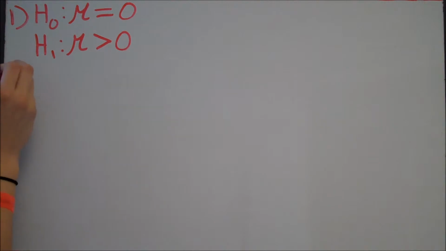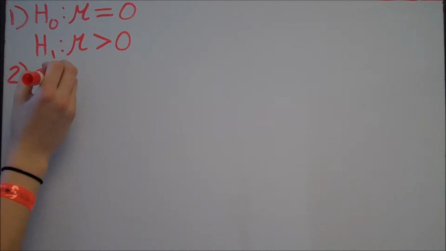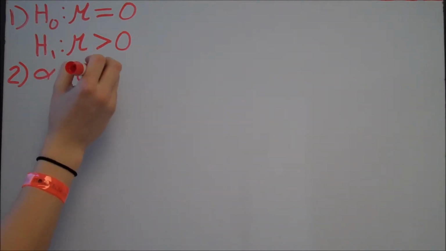So that's our null and alternative hypotheses. Step 2 is to state our significance level, and that's denoted as alpha. In this case, our significance level is 0.01. So alpha is 0.01.